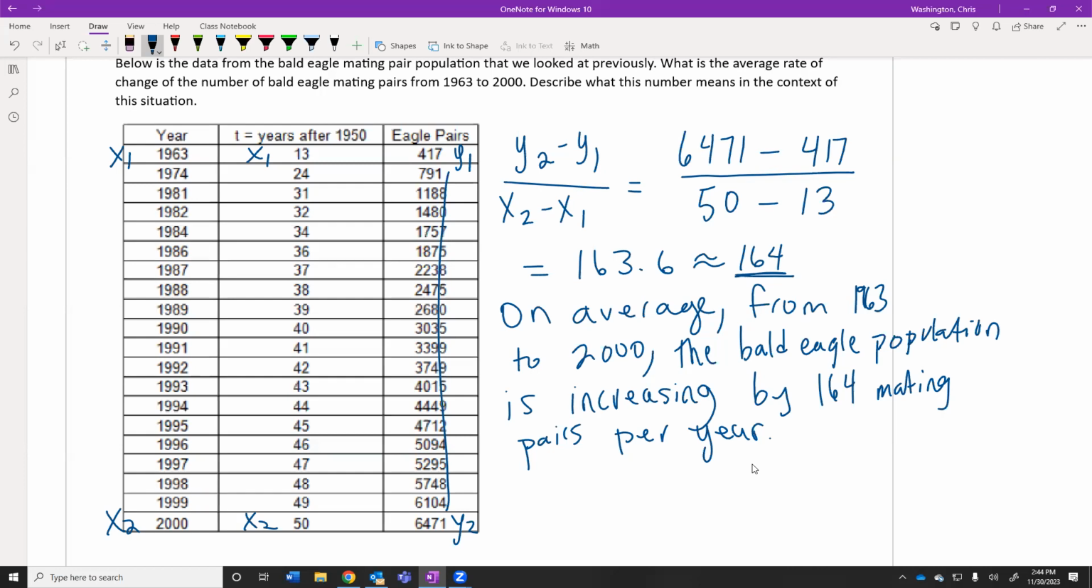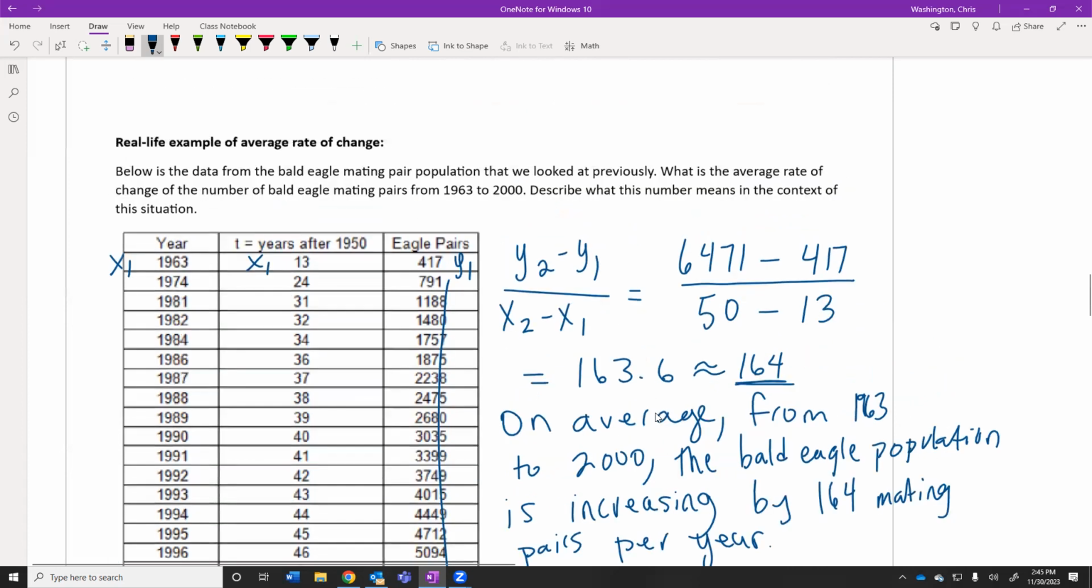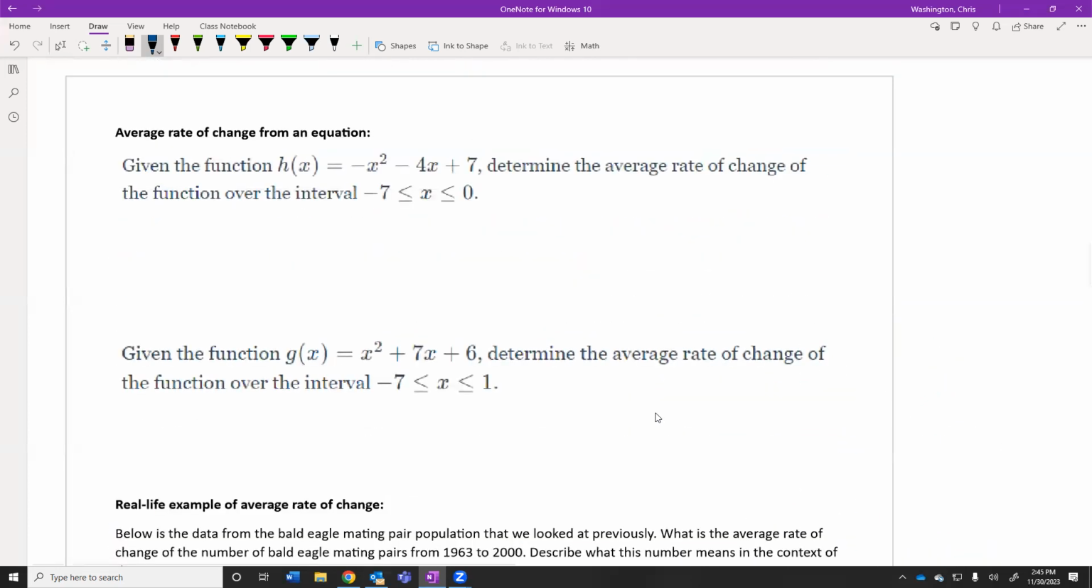So this doesn't tell me what's happening year to year to year. It's saying on average, that's what's happening. On average, 164 mating pairs per year are added to the bald eagle population. And it is an average. When we put the word increasing, we could have used is changing at a rate of 164 mating pairs per year.